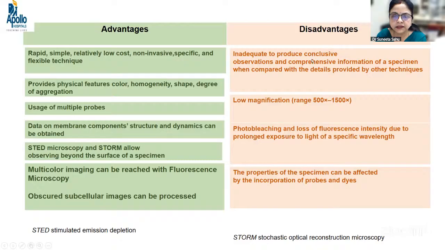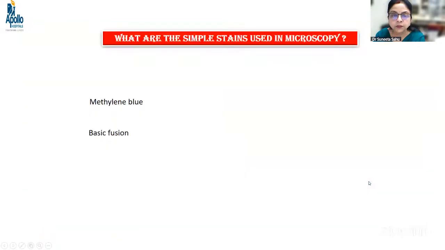Now, the disadvantages are that it is inadequate to produce conclusive observations and comprehensive information. It has a low magnification range from 500 times to 1500 times. There is photobleaching and loss of fluorescence intensity in the case of fluorescent microscopy. And the properties of the specimen can be affected by incorporation of the probes and the dyes.